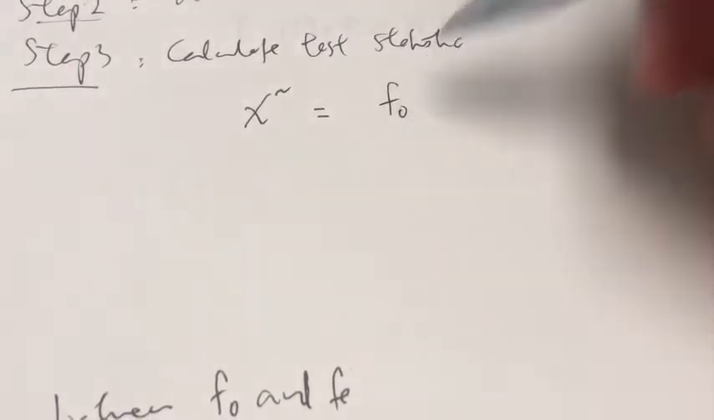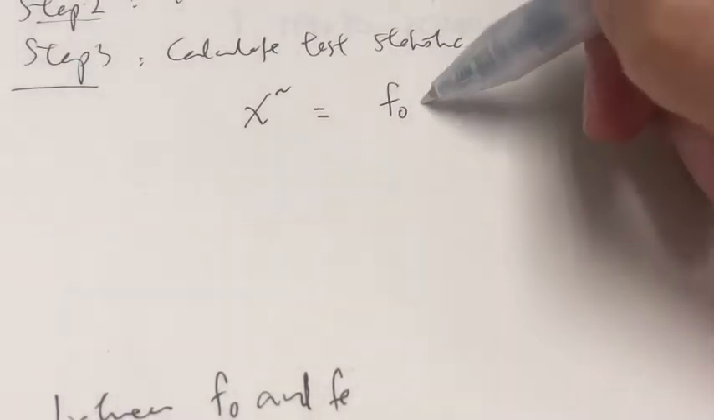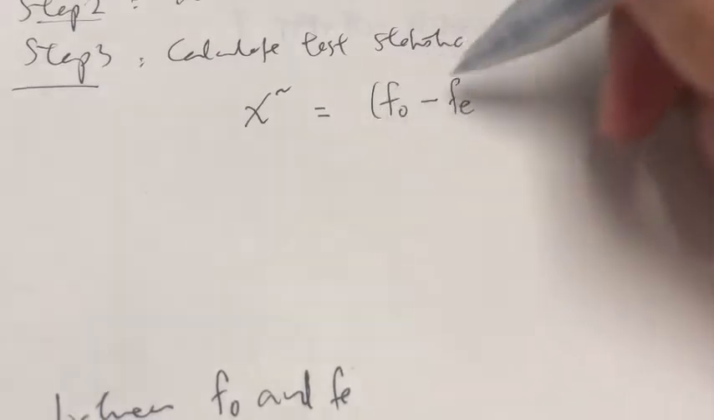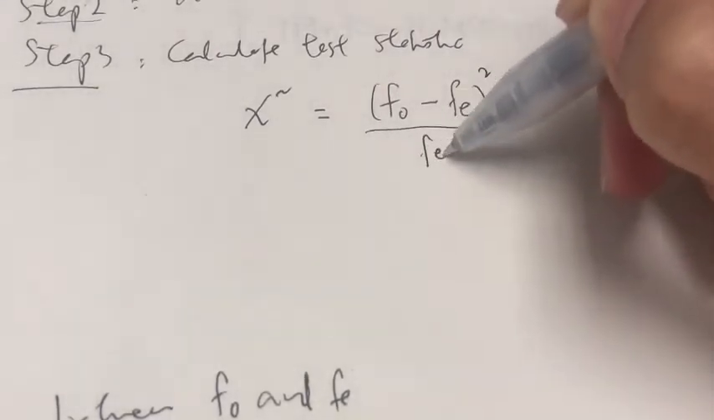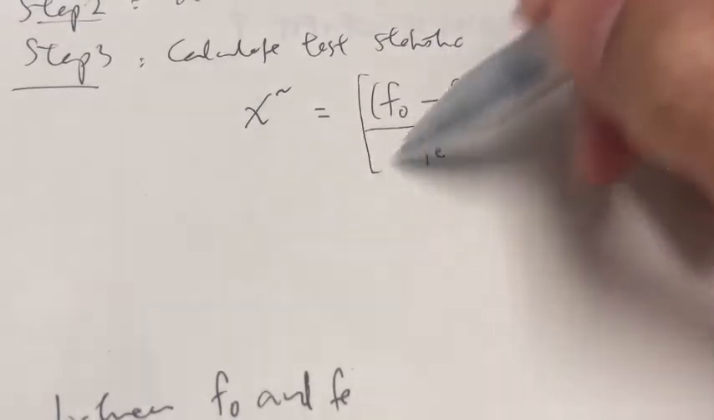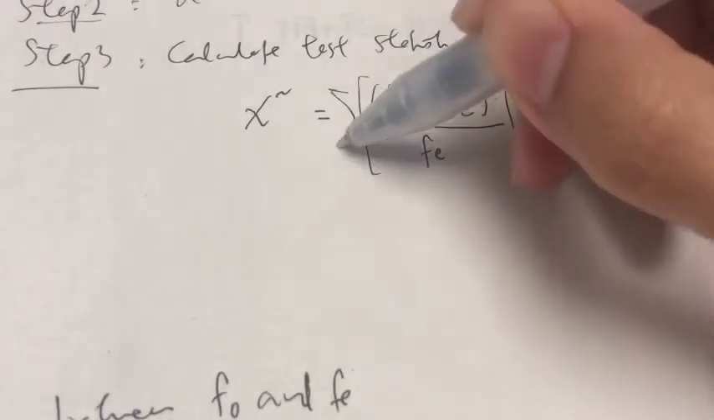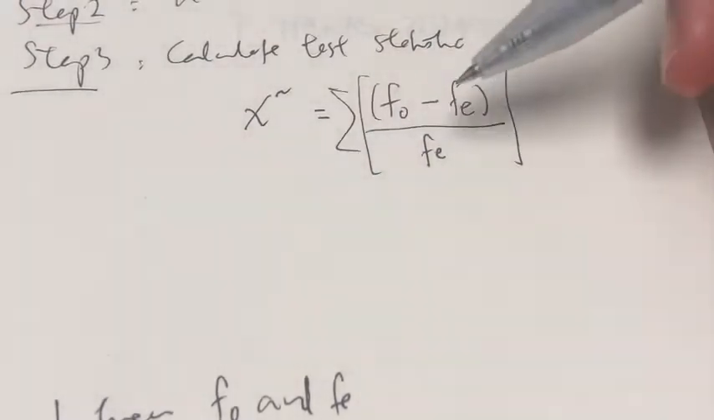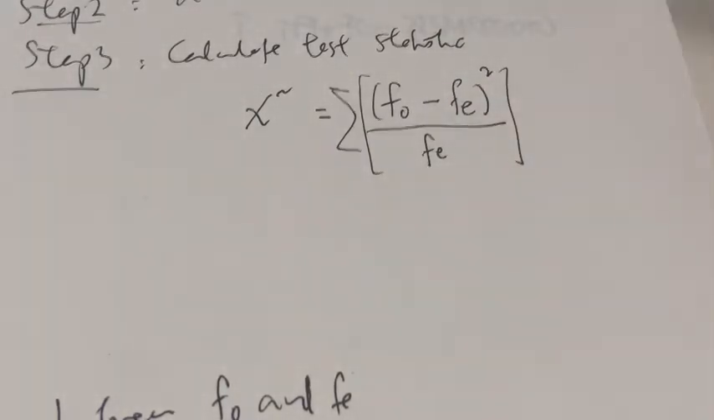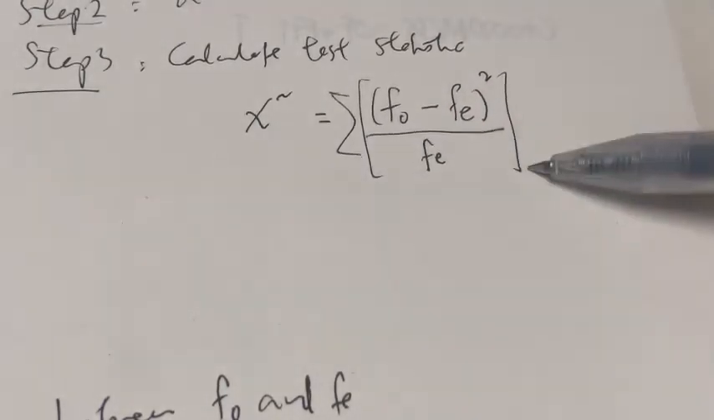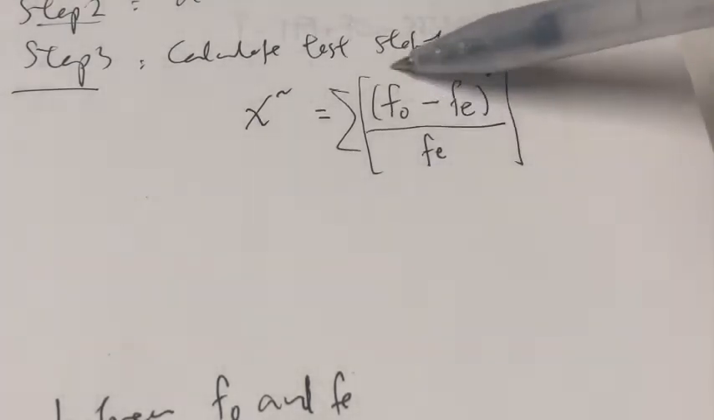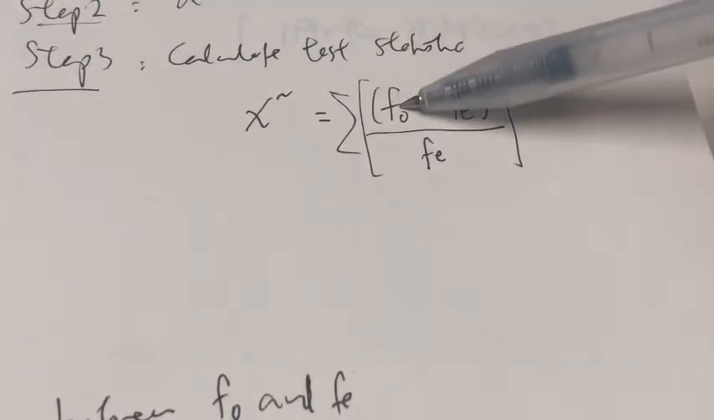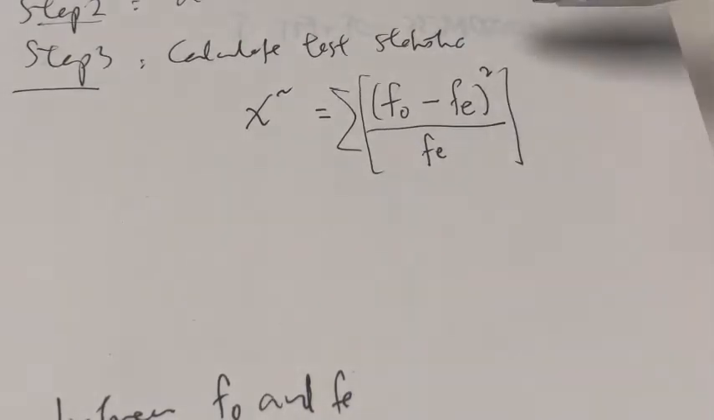It's this way: the observed frequency minus the expected frequency, squared, over the expected frequency, and we would want to sum all of this because we will have more than just one observation, okay? I'm going to show you how to do this as we look at the examples later. So remember, what's FO? It's the observed frequency. What's FE? It's the expected frequency.